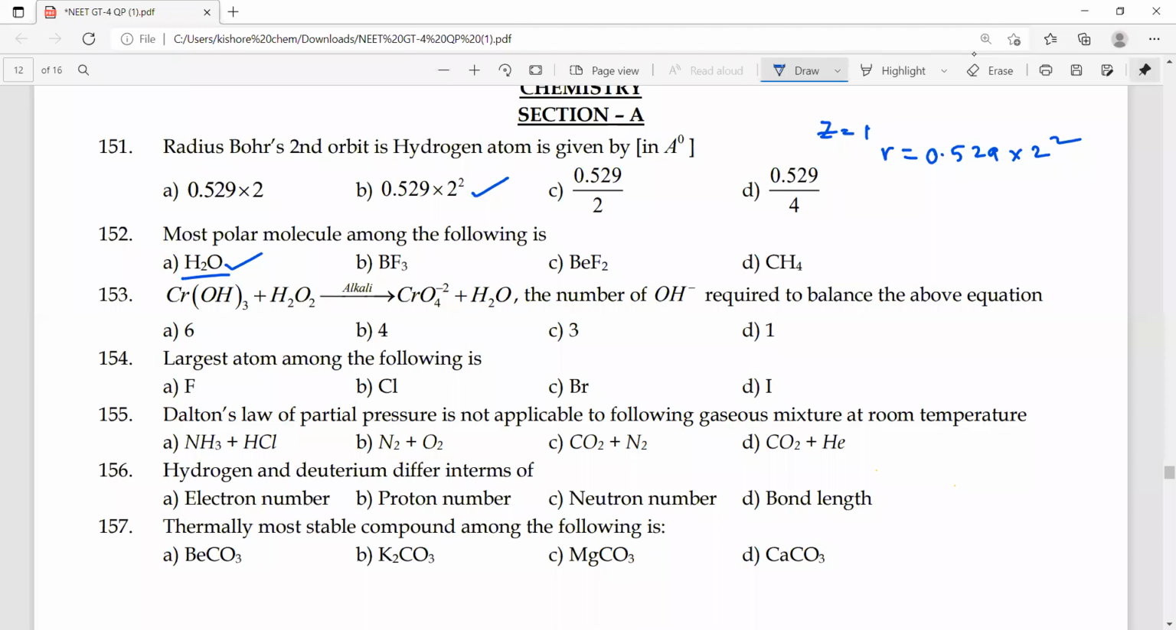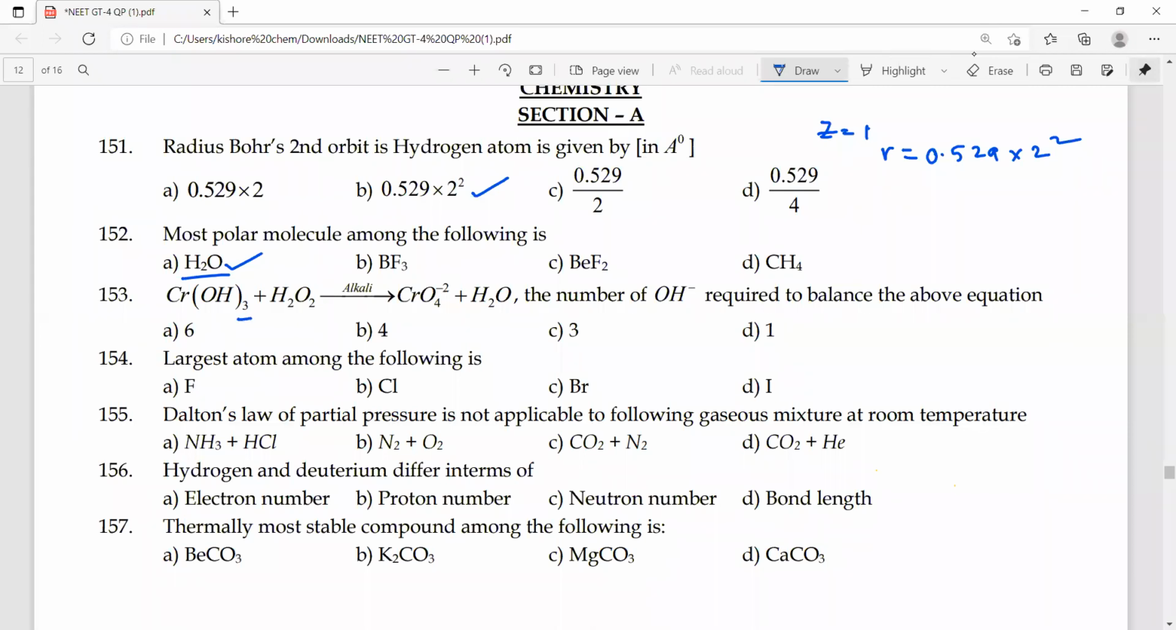See question number 153. Chromium hydroxide plus H2O2 gives rise to CrO4 minus 2 and H2O. See this question first. Chromium hydroxide: here total oxygens 3, hydrogen 2, total 5. Here 4 oxygens, here 1. See the hydrogens: here 3 plus 2, 5 hydrogens, and here 2 hydrogens. You write the OH minus on this side.